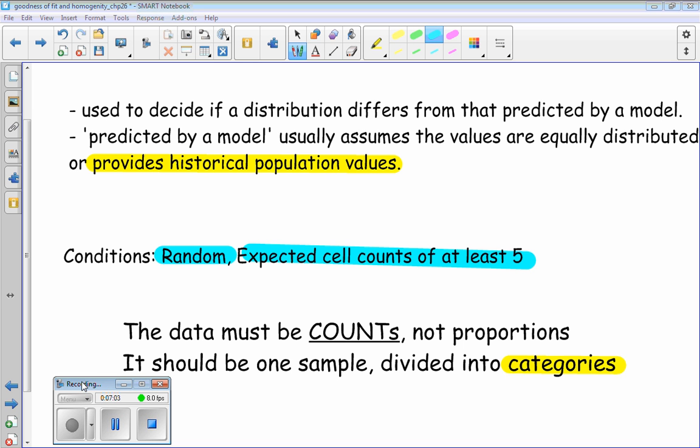If you're dealing with two samples, then we're not doing chi-squared goodness of fit. So one sample, divided into categories. A's, B's, C's, D's, categories. Blue hair, green hair, red hair, yellow hair, I don't know, making stuff up. We're talking about categorical data. That's important. So categorical data from one sample, we're looking at, does it vary from a historical population, or are they equally distributed among the values? Could be that too.